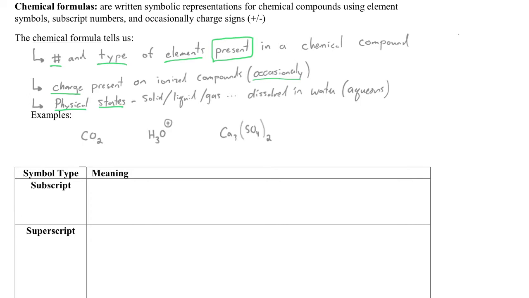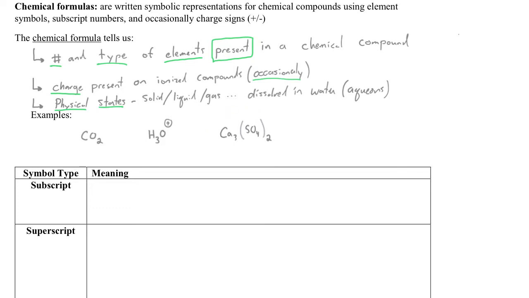Here are some examples of chemical formulas that demonstrate many of these features. First, we have carbon dioxide. We notice the elements carbon and oxygen, and then there's a subscript indicating how many of the oxygen atoms are present in a formula unit of carbon dioxide. Another example is the hydronium ion, or H3O with a plus charge. This is an example of a similar situation, but here we have a charge being indicated because this is an ionized compound. Here's another example, calcium sulfate.